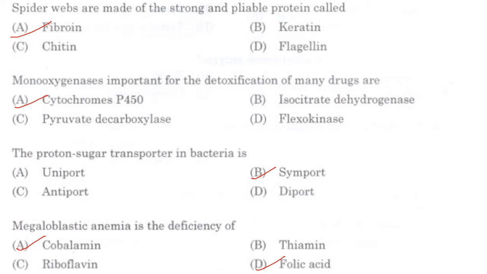This is also a repeated question. I don't remember the year in which it was asked. So the answer is symport. Answer is option B. Megaloblastic anemia is a deficiency of cobalamin. Answer is A as well as folic acid. I don't know what was given in the answer key. Both A and D.